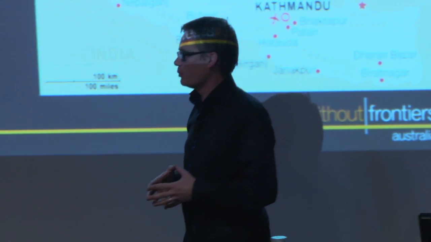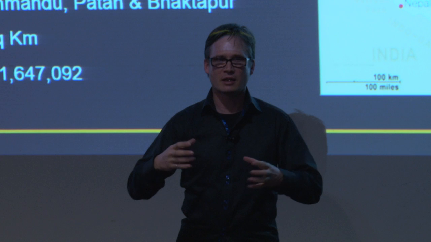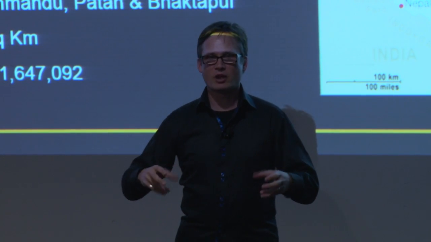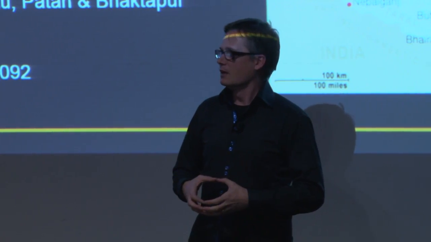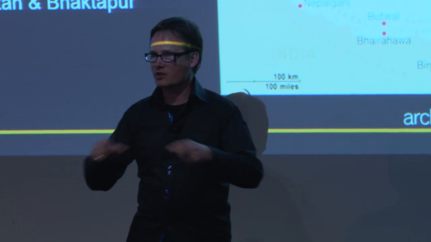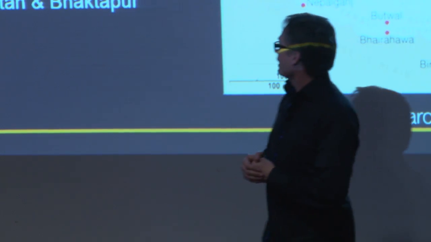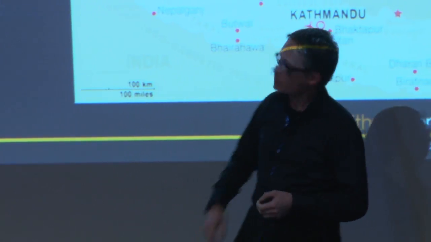Just a few quick stats about Nepal to set the scene. The world's only official Hindu state. In terms of size and population, imagine 2 Nepals approximately fitting into Victoria, with more population than Australia. So you can see that it is quite dense, even though out in the rural areas it doesn't feel that dense. We have roughly about 27 million people living in Nepal, squeezed into half the size of Victoria. And the Kathmandu Valley there, nearly 2 million people.